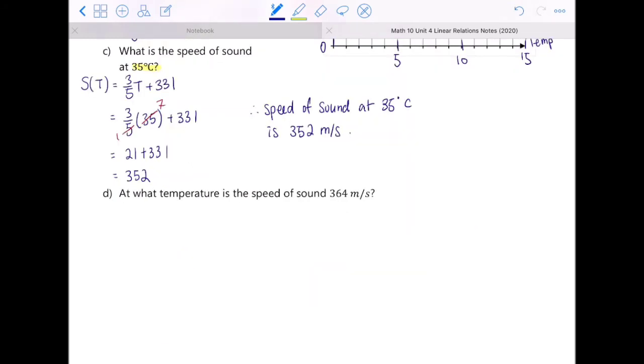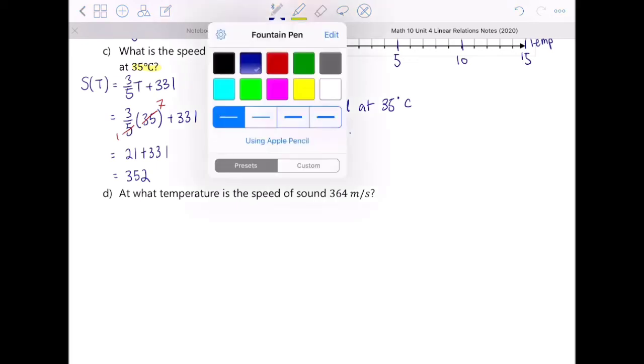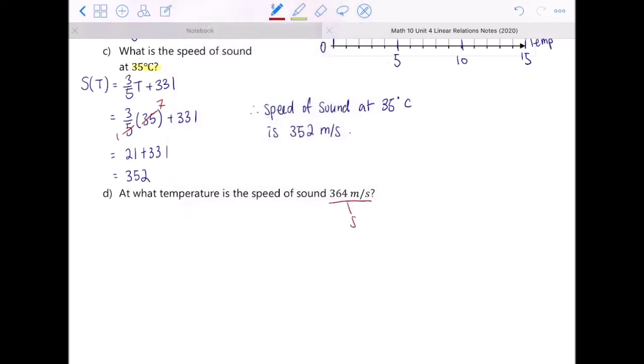Same step for part D. At what temperature is the speed of sound 364 meters per second? So this time we were given speed. So we're looking for the temperature. So we're using S of t equals 3 over 5 t plus 331. And then we're going to plug in 364 into the left-hand side because this time we know the speed. And we're looking for temperature T. Let's isolate T. We're going to subtract 331 on both sides.